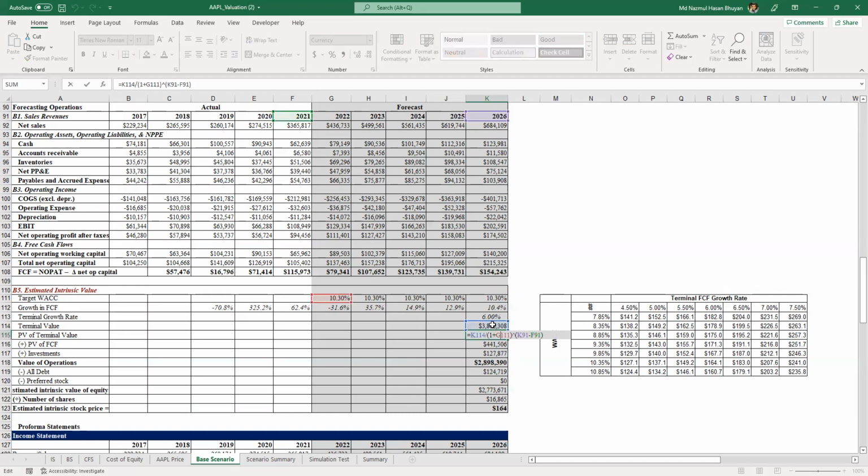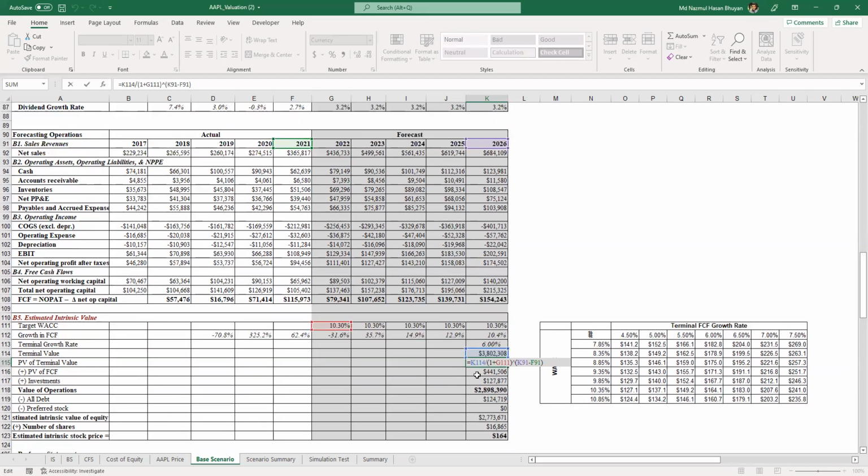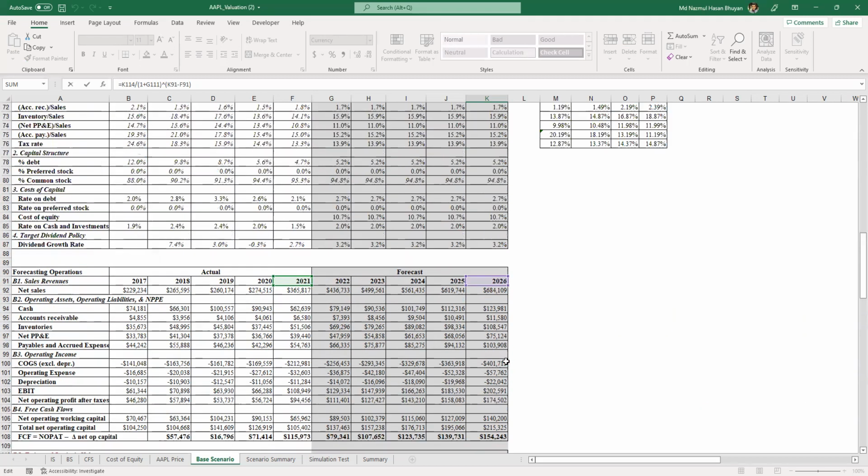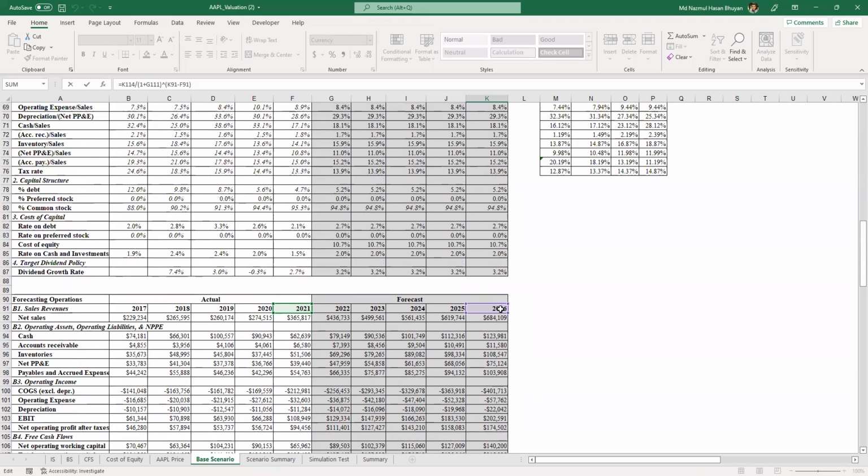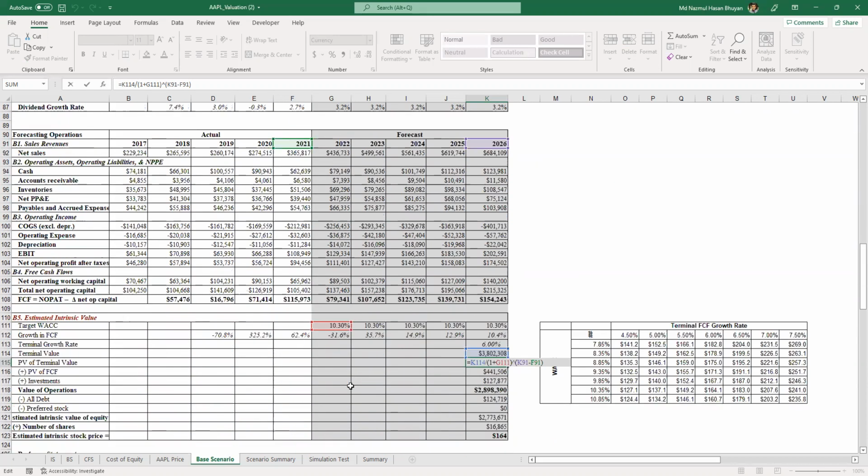In order to do so, we need to discount this terminal value. So you can see we are discounting this terminal value by the weighted average cost of capital, and the time period we cover here is from 2021 to 2026. So this is how we get the value at the end of 2021.